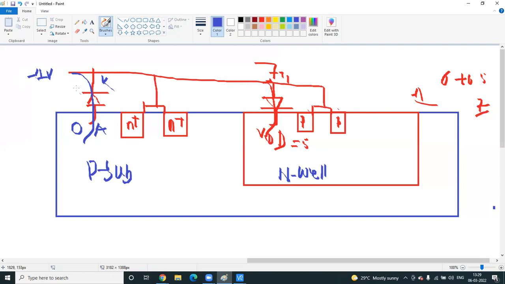More negative charges mean this diode will be turned on, and it will be safe. This device will not be damaged. More positive charges will come and it will damage this device. So you will connect this diode like this, and this diode like this. So you can say NMOS this diode or PMOS this diode. Understood?